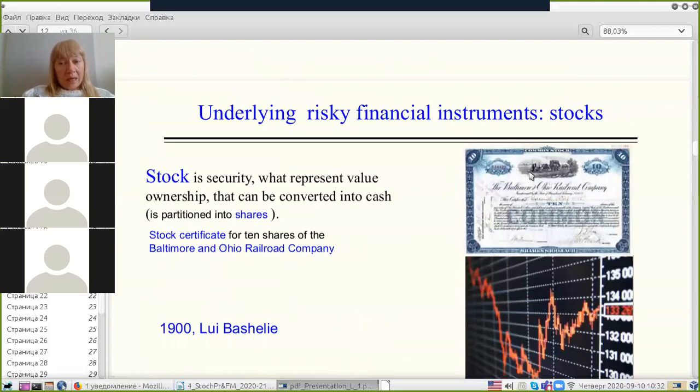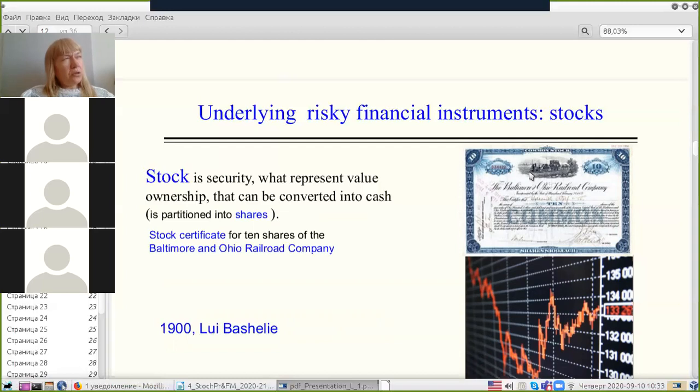And before we consider the next possibility, I would like to tell you about stocks. What is stock? Stock is security. Do you know how we can translate security? I say it is a цінний папір. Stock or shares, it's action. Stock is a security that represents ownership value. They can be converted into cash.